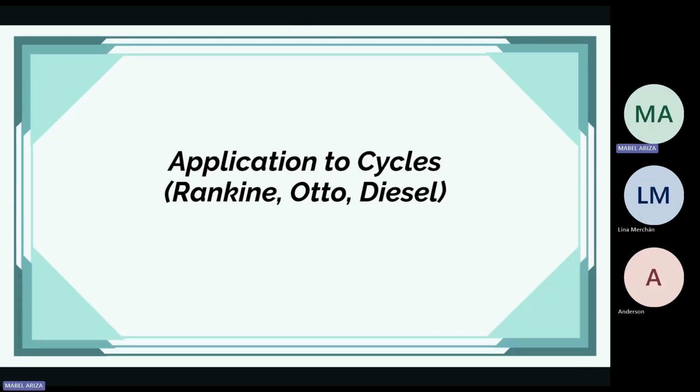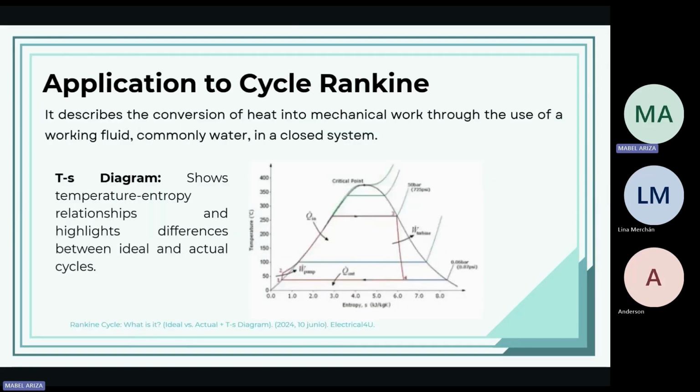Application to cycles: Rankine, Otto, Diesel. The Rankine cycle describes the conversion of heat into mechanical work through the use of a working fluid, commonly water, in a closed system. This diagram shows the temperature-entropy relation and the enthalpy difference.